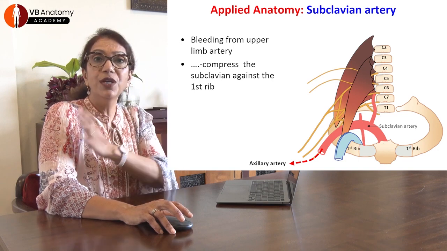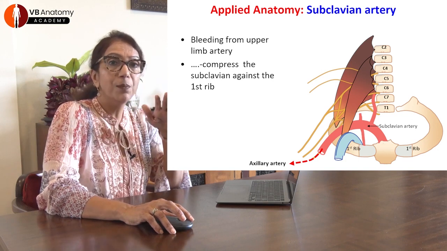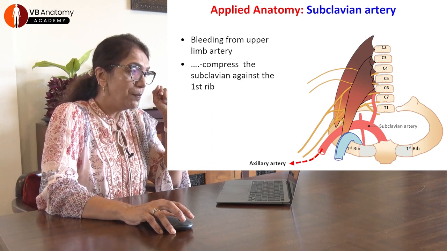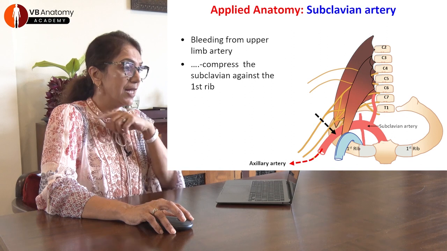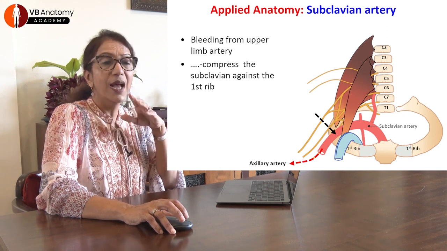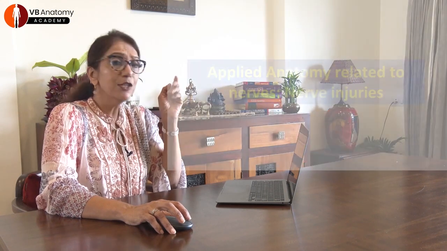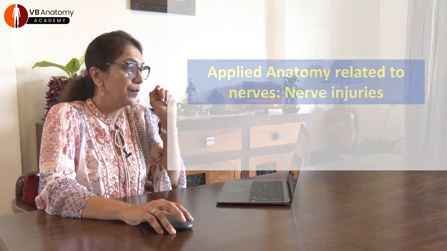Sometimes if there is injury to the upper limb, how do you stop the bleeding? You just compress the subclavian artery against the first rib. Okay, and that's how you will stop the bleeding distally. Let's talk about nerve injuries now.